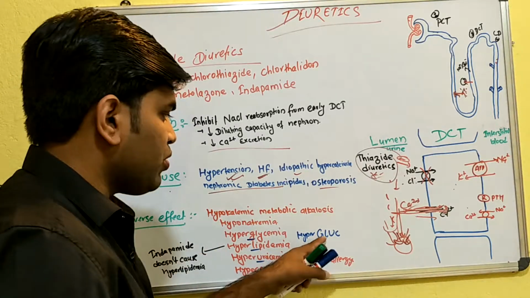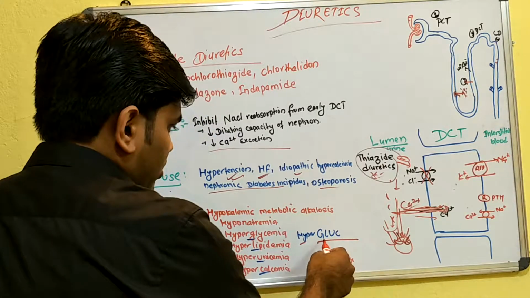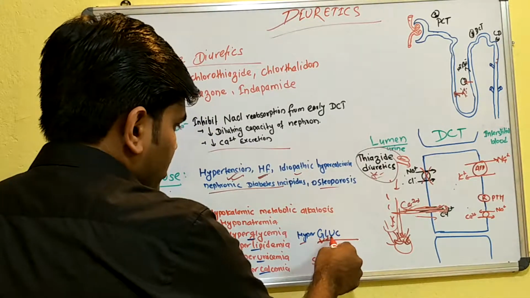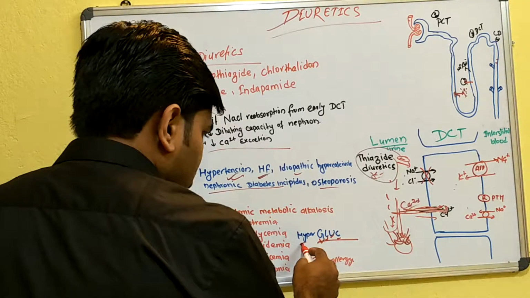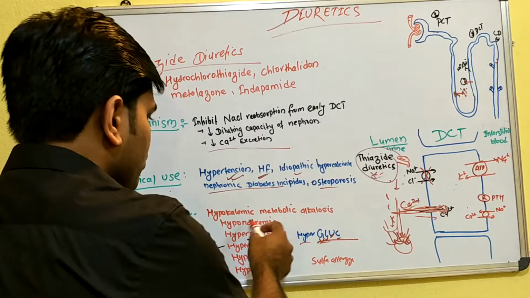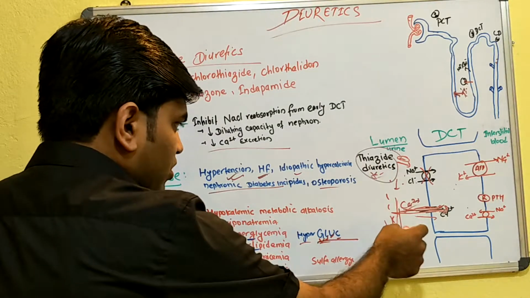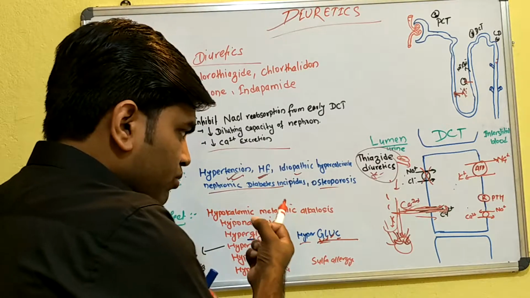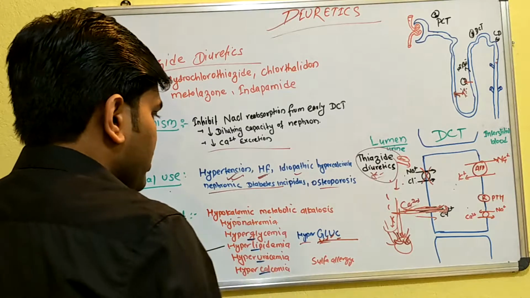So you have to remember hyperGLUC. This is a formula given in your First Aid, GLUC. These are all hyper. That is glucose, lipid, uric acid, and calcium. So you can remember from here hyperGLUC. And hyponatremia will be there, hypokalemia will be there, because when sodium is lost, that part of the tubule wants to absorb the potassium, and there will be hypokalemia as well.